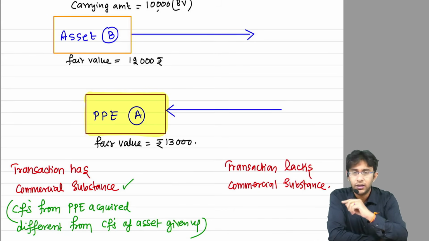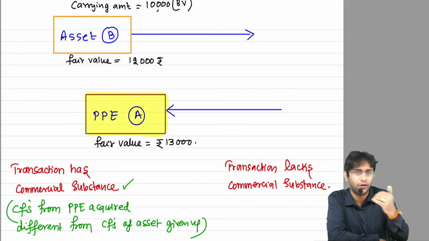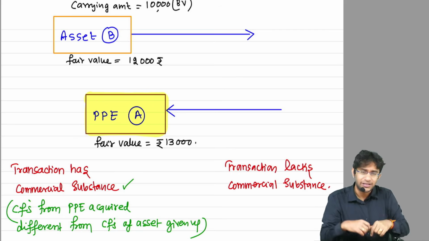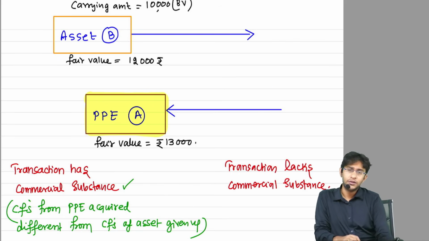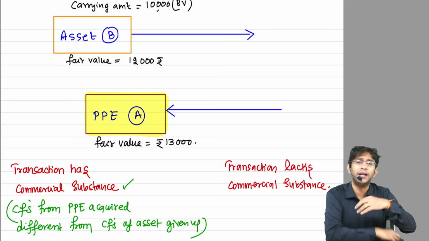Suppose, sir, the machinery what you have given up, B, is manufacturing some goods which are of one type. Machine B, machine A, what you have acquired, is also manufacturing goods, but it's completely some other unrelated goods. So A and B both are manufacturing plants only, but they produce completely different products.